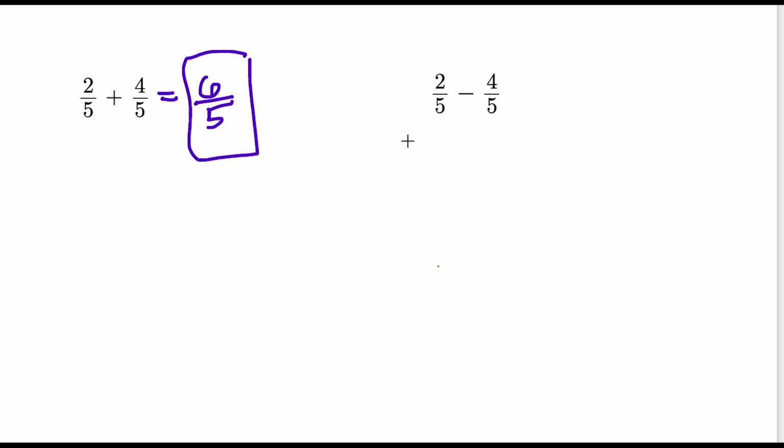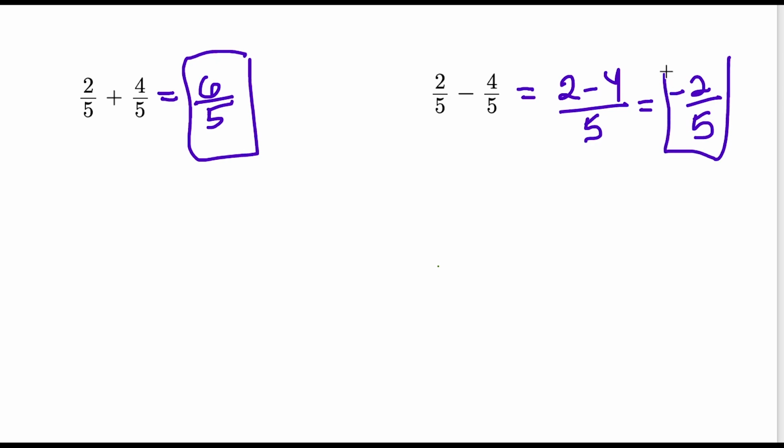The same thing applies when we're subtracting. Since both of the denominators are 5, I will leave them alone. I just do 2 minus 4 over 5, which is negative 2 over 5.